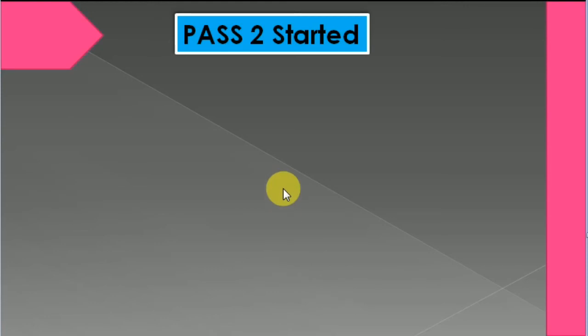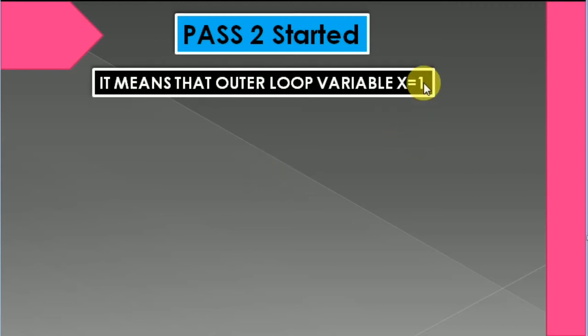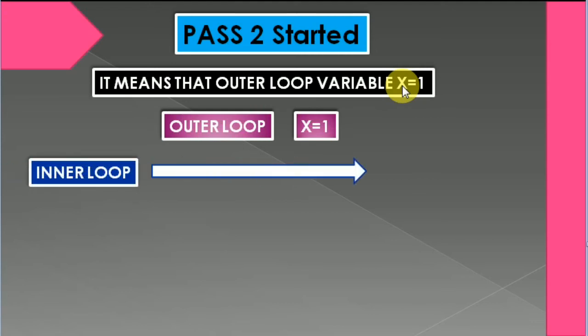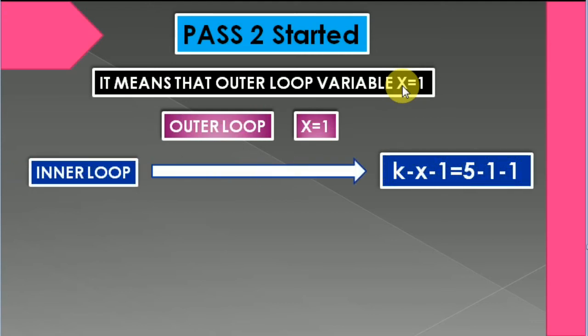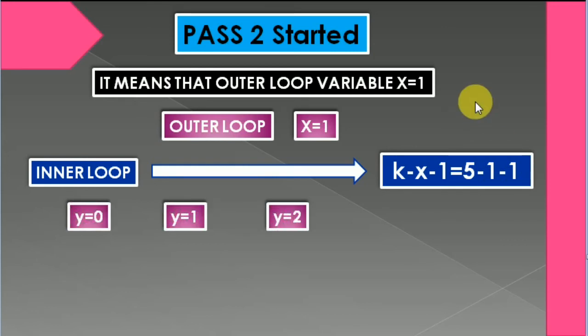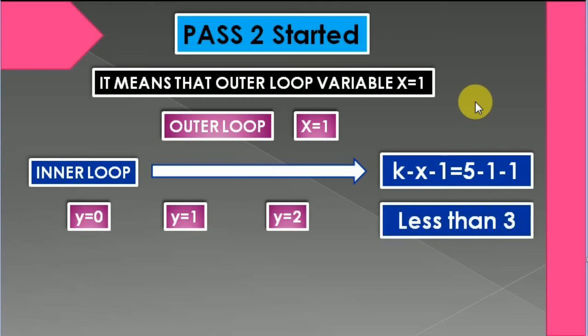It means the loop is going to move to 1, so the value of x is now 1. The outer loop variable x is 1. It means in the loop that value k minus x minus 1 is 5 minus 1 minus 1, which is 3, so it is going to work up to 0, 1 and 2. Why? Because the inner loop works while y is less than 3. The inner loop starts from 0, 1 and 2.